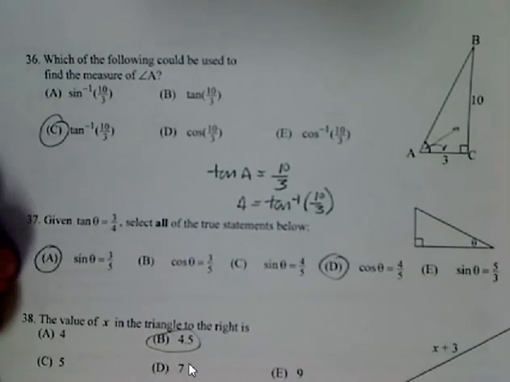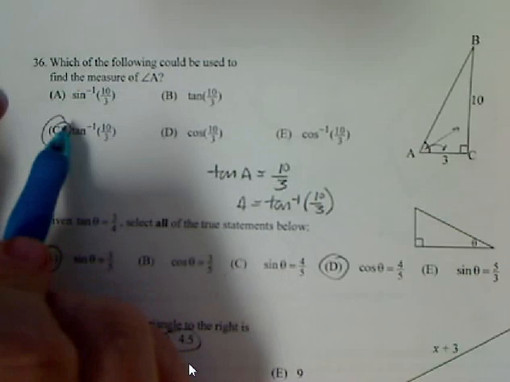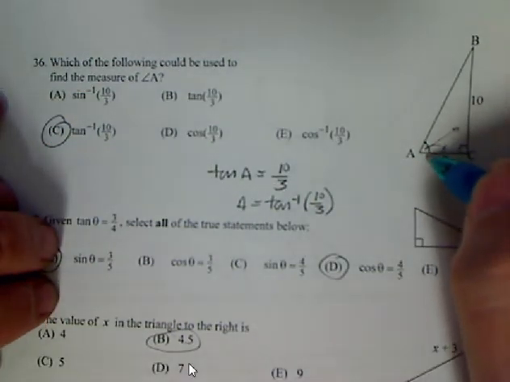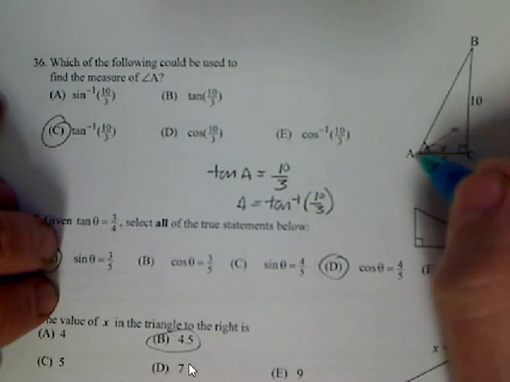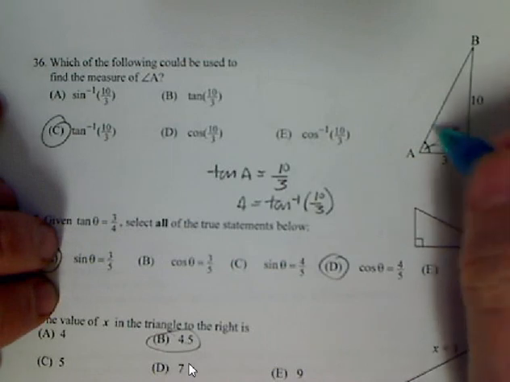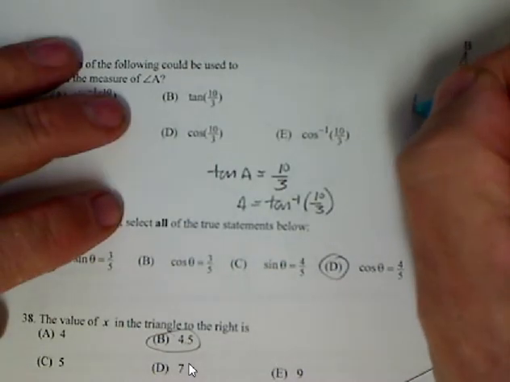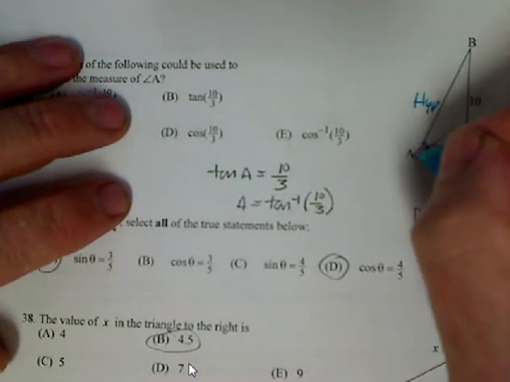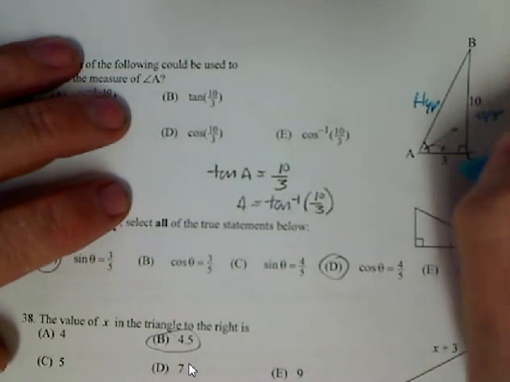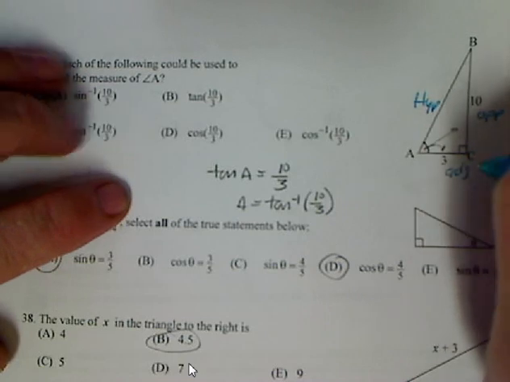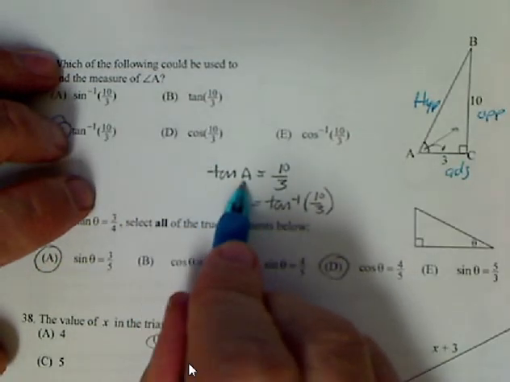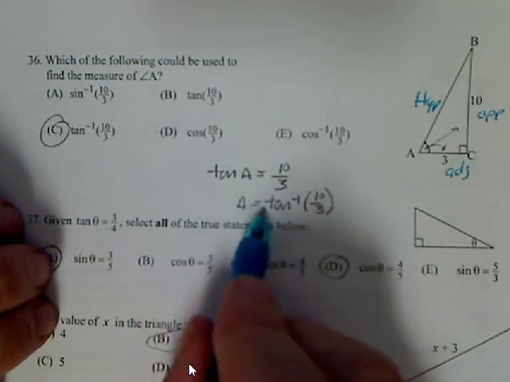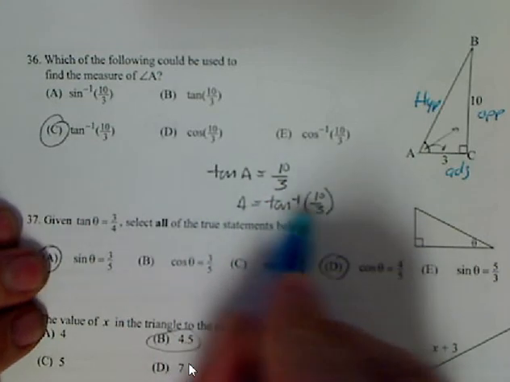This one's about finding angles. When you have to find an angle, you've got to use the inverse. So I look at what I have. This is the angle I've got. I've got the adjacent side and the opposite side. This side's the hypotenuse, so it's not a bad idea to label where the hypotenuse is. Opposite, adjacent. So that means tangent of A is equal to 10/3. To solve this, I have to do inverse tangent. So I do tangent inverse of 10/3.